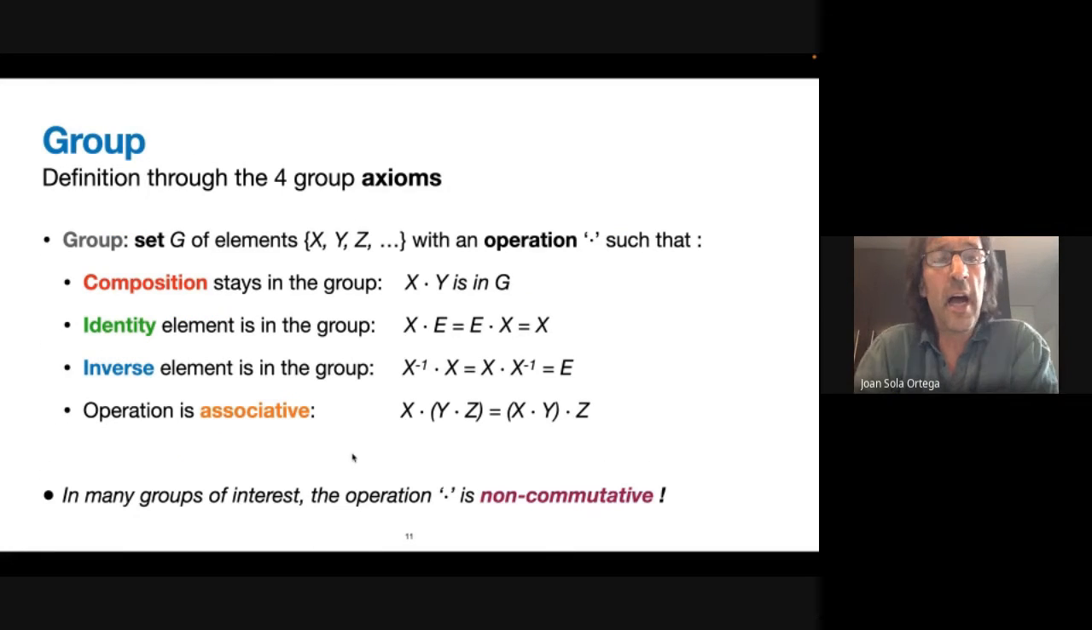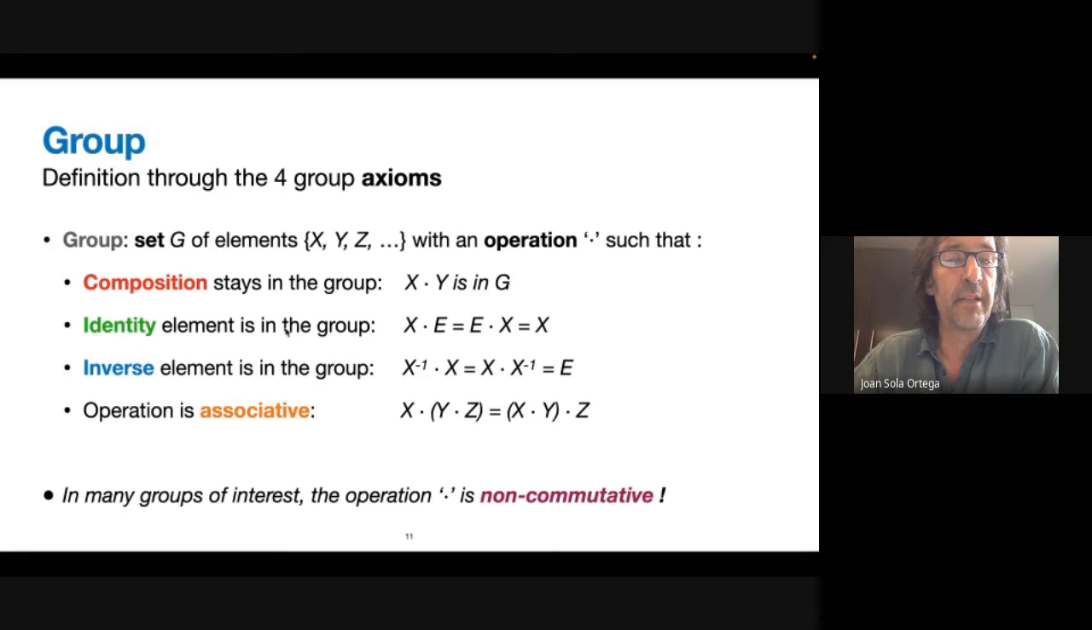What is a group? A group is defined through 4 axioms. Okay, they are quite straightforward. A group is a set of elements that I will call G, of elements of the type X, Y, Z, together with an operation, which I will denote with a little dot. Some people use other kinds of symbols. This operation is part of the group. Okay, the group is the set of elements together with the operation. So that, for example, if you operate 2 elements of the group with the operator, the result is in the group. Okay, that's why it's a group.